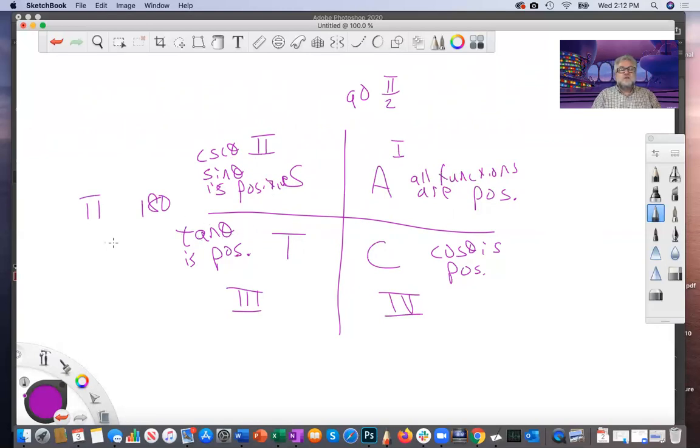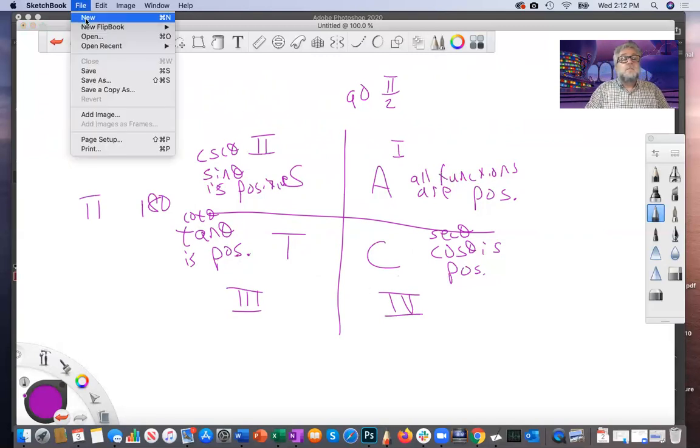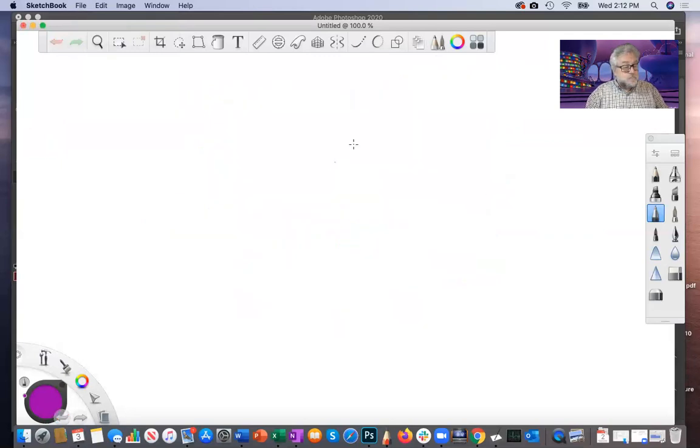Down here, tangent's positive and cotangent, because it's 1 over tangent. And over here, cosine and secant theta are going to be positive in the fourth quadrant. So we need to make sure we always keep track of this and watch what we're doing to make sure we hit that. Okay, so we did that, we did that.